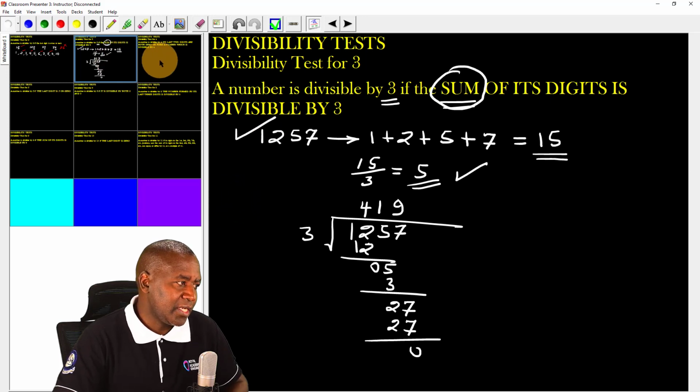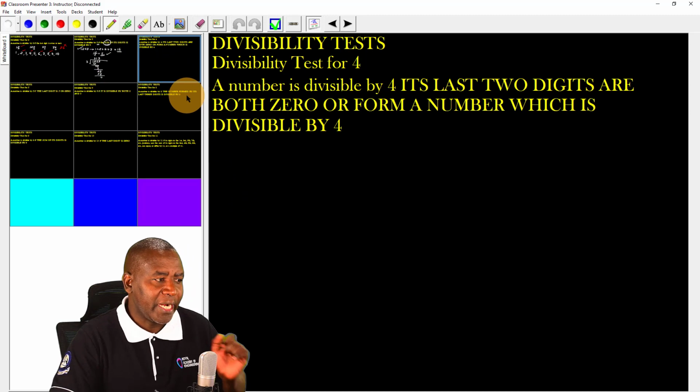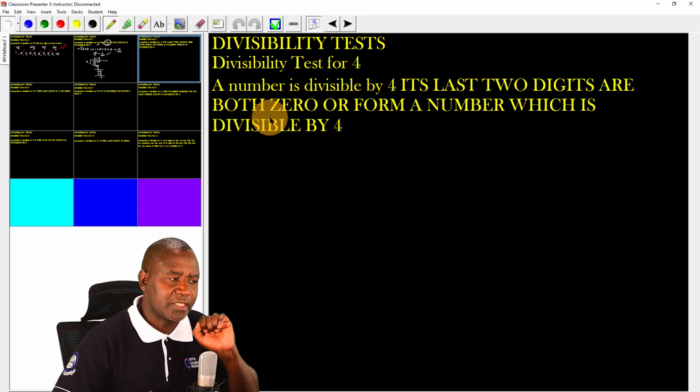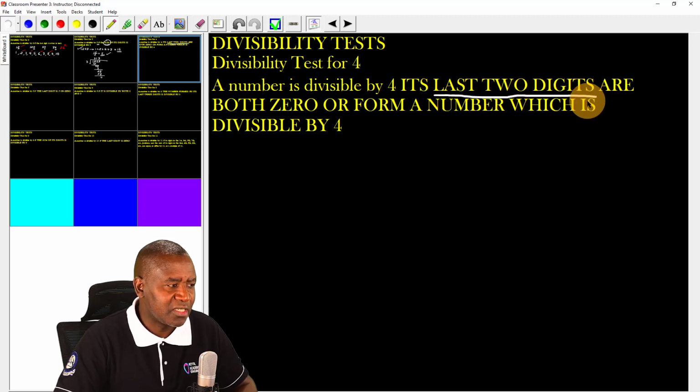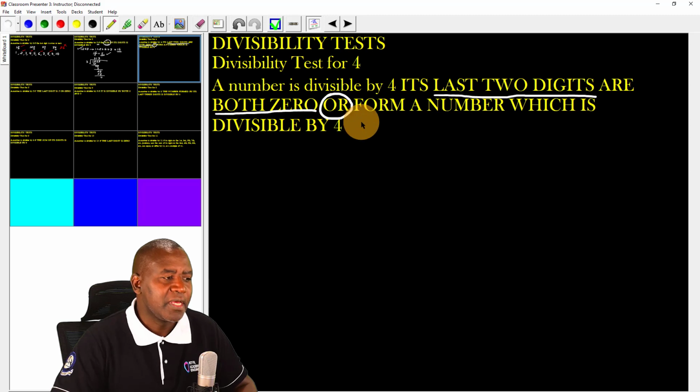Let's run the divisibility test for number 4. What is it? A number is divisible by 4 if its last two digits are both 0 or they form a number which is divisible by 4.